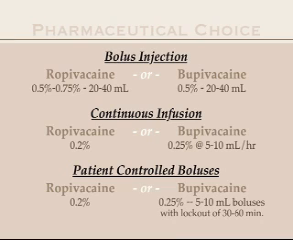Almost all local anesthetic agents have been used for this block, but the preference of this author is to use 20 to 40 milliliters of ropivacaine, 0.5 to 0.75% for intraoperative analgesia, followed by an infusion of 0.2% ropivacaine at a rate of 5 to 10 milliliters per hour for postoperative pain management. Patient-controlled boluses of 5 to 10 milliliters are allowed with a lockout time of 30 to 60 minutes.